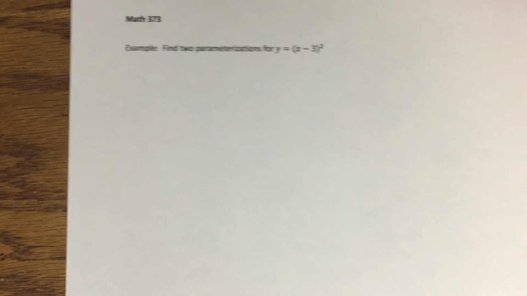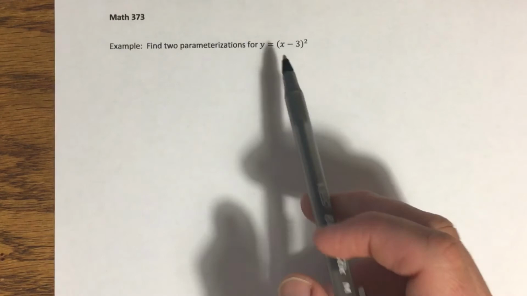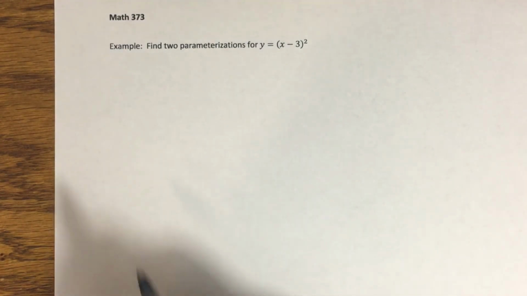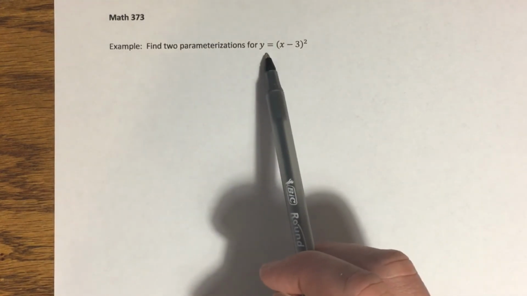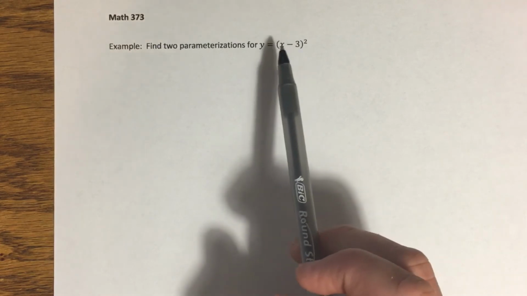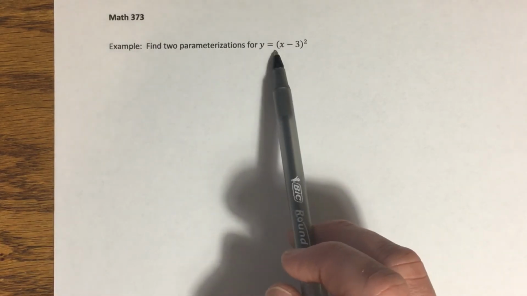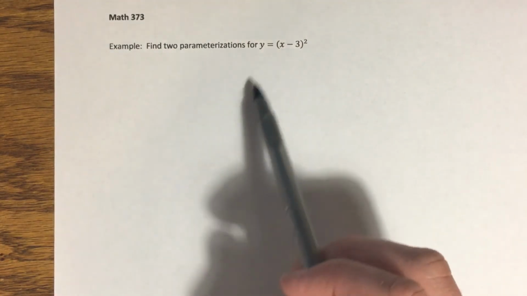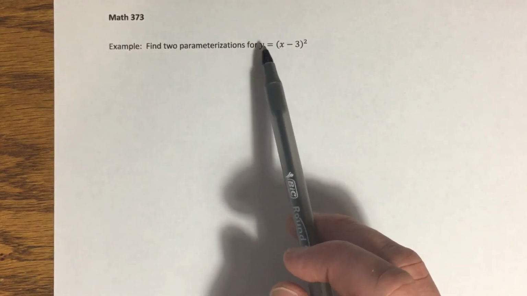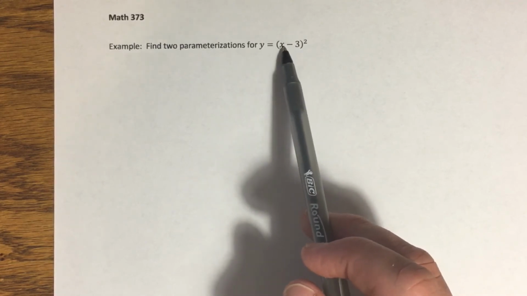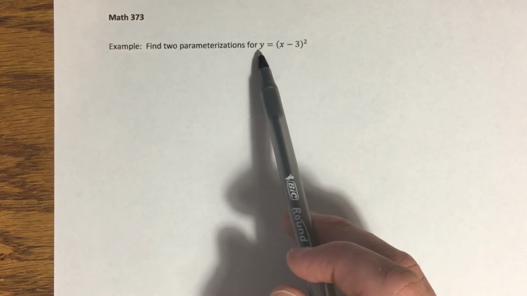Okay. One last example. Here we're looking for two parameterizations for this equation, y equals (x minus 3) squared. Now, this is a special case, and we encounter this type of case a lot, which is the equation that we're trying to parameterize is given in the form of a function. What do we mean by that? Well, what I mean is that one of the variables is isolated. y is a function of x here. I can think of x as the independent variable and y as the dependent variable.